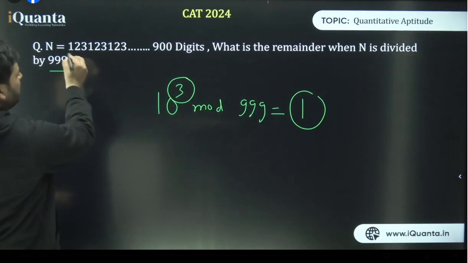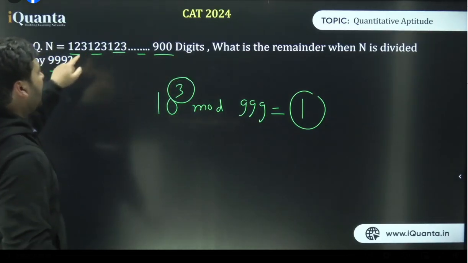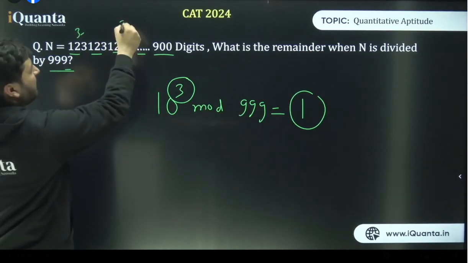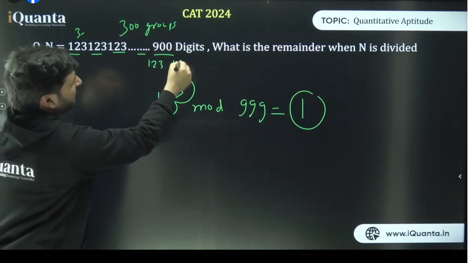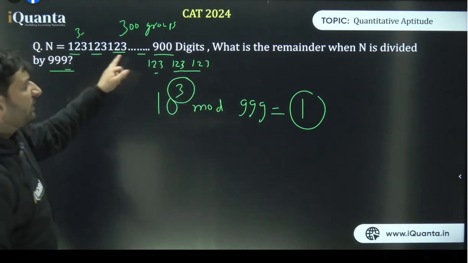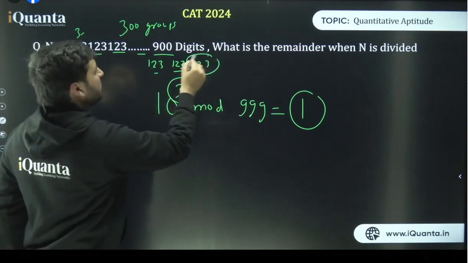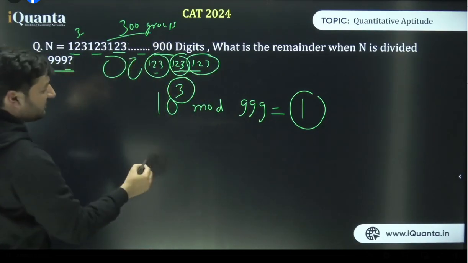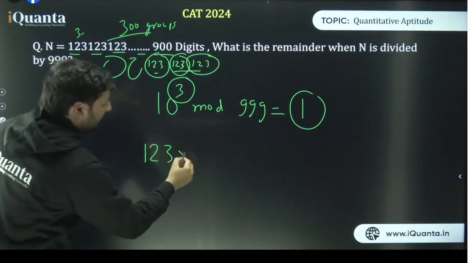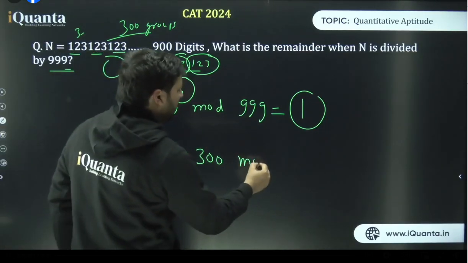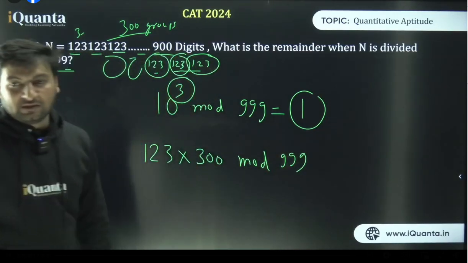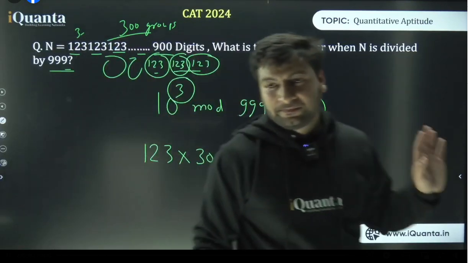done. So 1 2 3 1 2 3 1 2 3 1 2 3 is repeating till 900 digits. I have 3 digits in one group. So how many groups will I have? I will have 300 groups. And this number is going to end like this only, isn't it? 1 2 3 1 2 3 1 2 3 like this only. So I'll pick up group of 3 digits. There'll be 300 such groups. So every group is 1 2 3. I have 300 such groups. All of them have to be added. So I'm directly writing 123 into 300. My mod 999 is always going to be there. And you can find out the answer to this question.